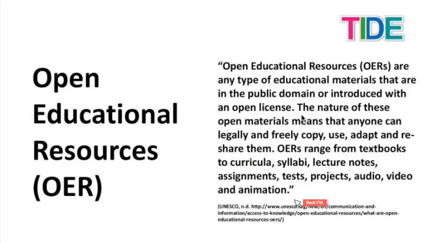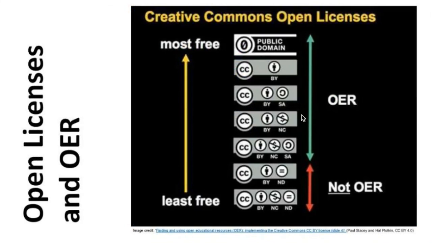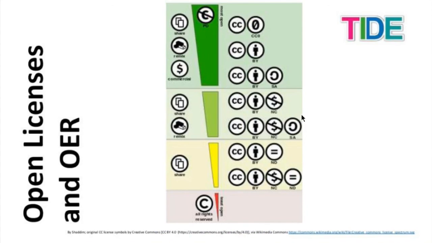So again, with the UNESCO definition, which is one of a number of different definitions of OER, but they're quite similar, they're talking about freely copying, using, adapting, and resharing. And with the no derivatives license, you cannot change the resource. You can share it with people, but you cannot change it in any way. So this is why resources with this type of license are not really considered to be open educational resources.